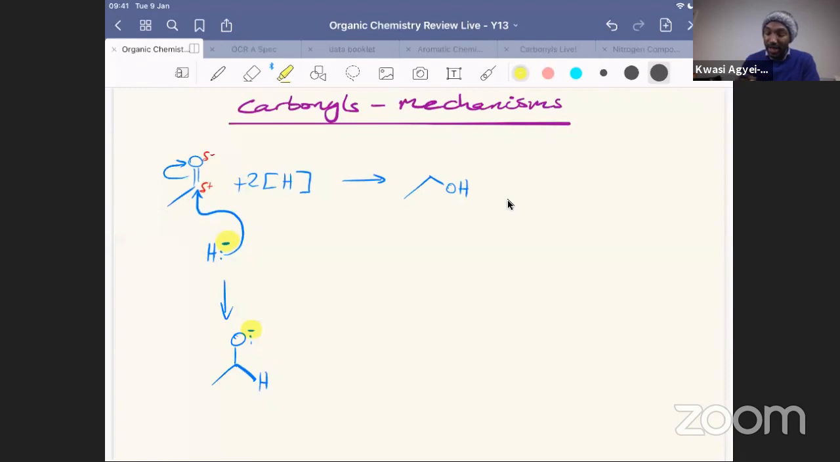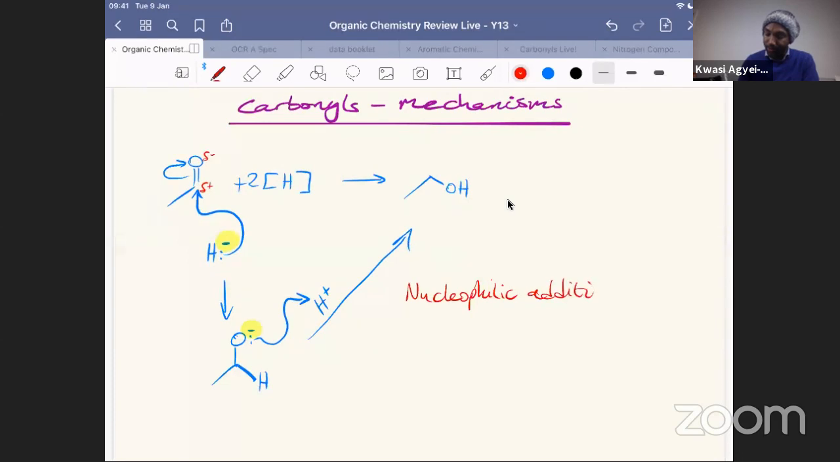Now, the second equivalent of hydrogen is needed to go to the alcohol, and this typically comes from a solvent molecule. So again, we've got a simplified mechanism here, and the lone pair on the oxygen attacks the H plus to give you the OH group. So this is a nucleophilic addition to a carbonyl group. So that's your mechanism.